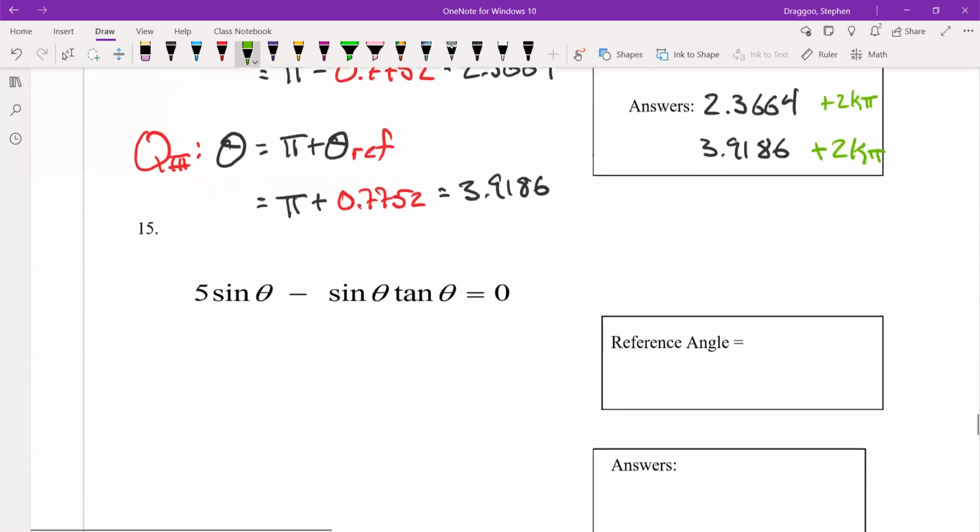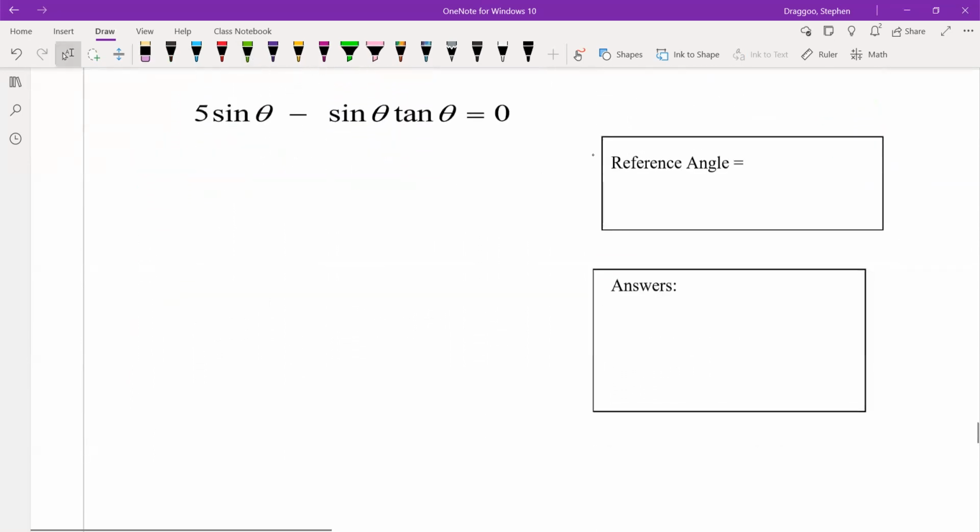All right, let's keep trying to be quick about this. So anytime I'm looking for a reference angle, I always want to be taking the inverse sine, inverse cosine, or inverse tangent of a positive number. Because it's the reference angle, that's why I went with that.